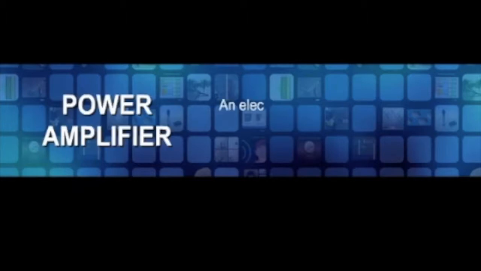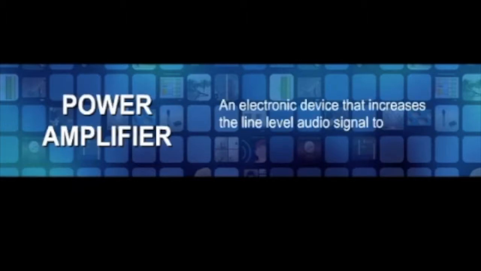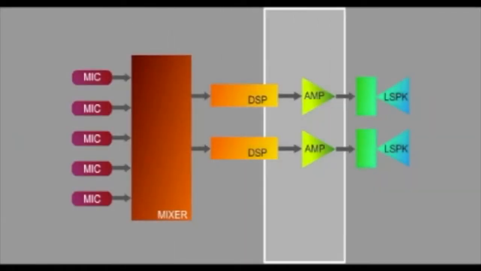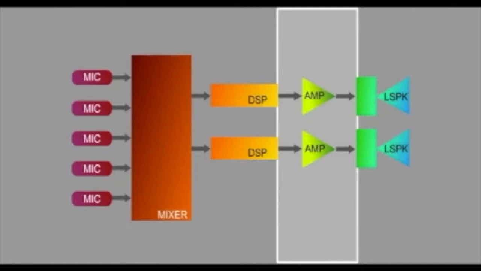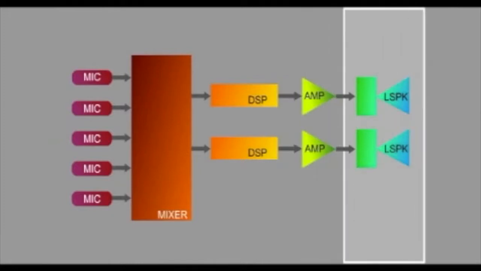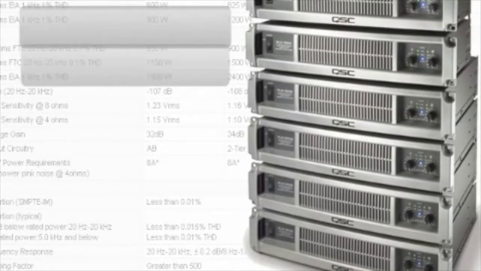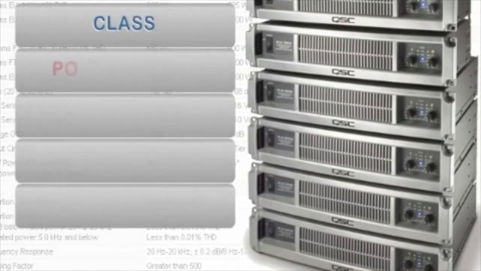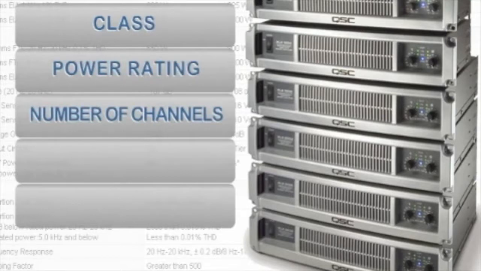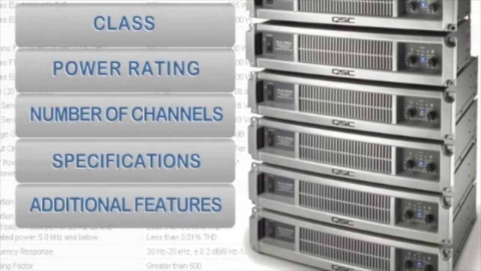A power amplifier is an electronic device that increases the line-level audio signal to loudspeaker level. The power amplifier is the last processing device in the signal path prior to the loudspeaker. Power amplifiers differ by way of their class, power rating, number of channels, specifications, and any additional features incorporated into the unit's design.